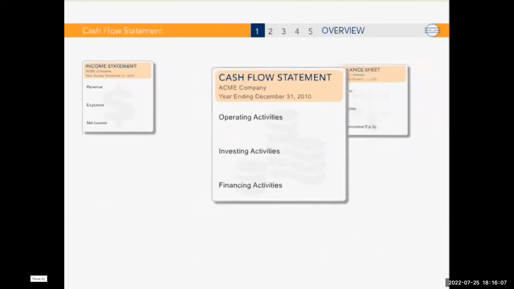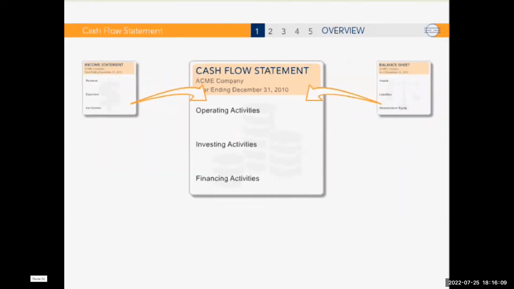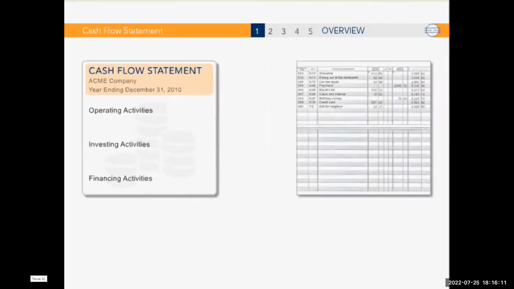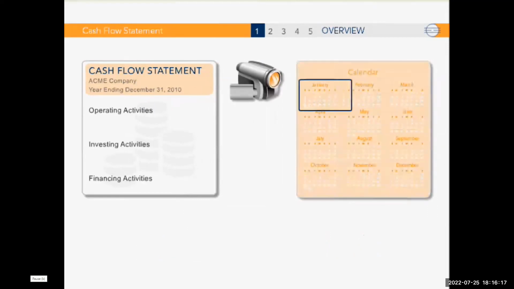The cash flow statement is based on numbers from your income statement and balance sheet, and is like looking at your own checking account. It shows you what the company did to generate cash and how it used cash during a given period of time, often monthly, quarterly, or annually, like the income statement.